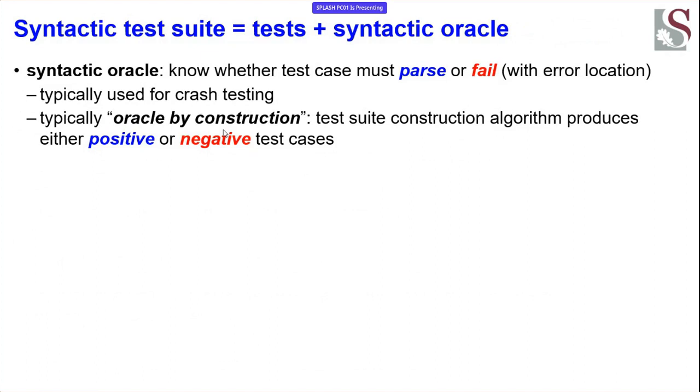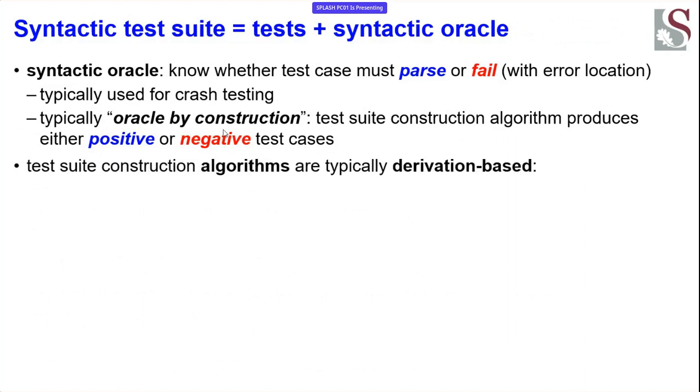And we're using an oracle by construction, which means we use a test suite construction algorithm that produces tests that are guaranteed to be positive or negative. All right. So these algorithms are typically based on derivations. The grandfather of all of these algorithms is Purdom's algorithm that generates a test suite that uses each rule in the grammar at least once.